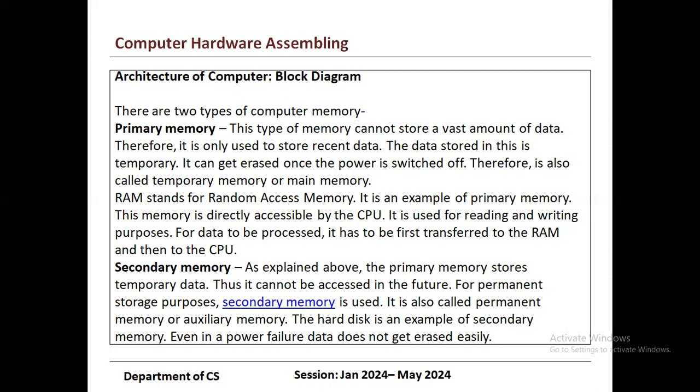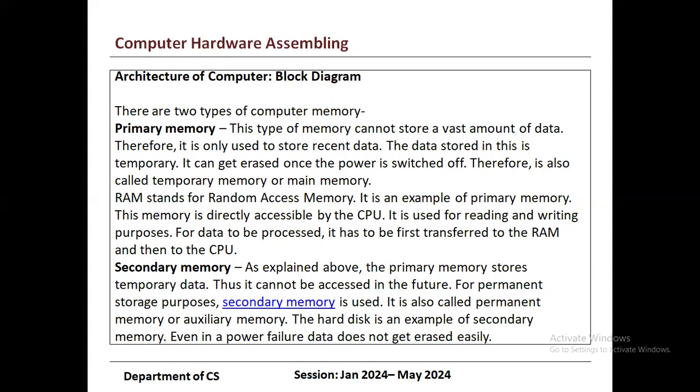First of all, we will discuss primary memory. This type of memory cannot store a vast amount of data. Therefore, it is only used to store recent data. The data stored in the primary memory is temporary, and it can get erased once the power is switched off. Hence, the primary memory is often referred to as volatile memory. One example of primary memory is RAM, which stands for random access memory.